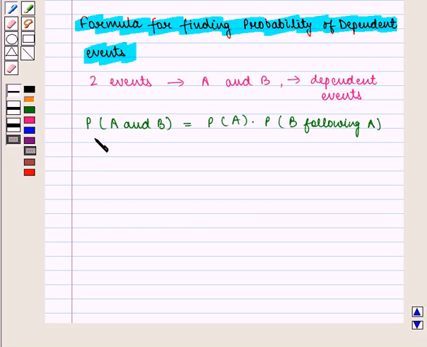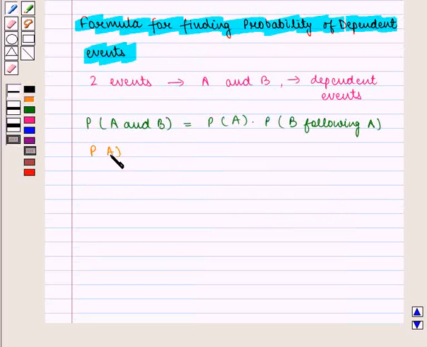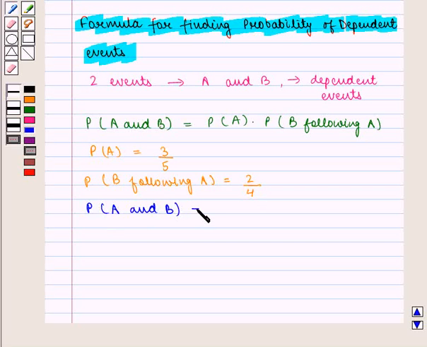In the above example, probability of A was given by 3/5 and probability of B after A occurs was 2/4. So probability of event A and B is equal to probability of event A, that is 3/5, into probability of B following A, that is 2/4, is equal to 3/10, which is the required answer.